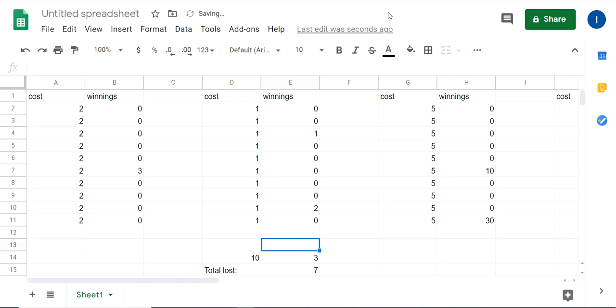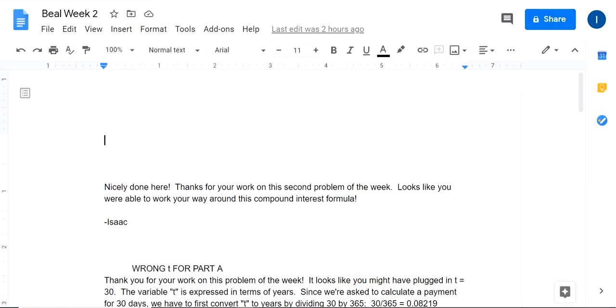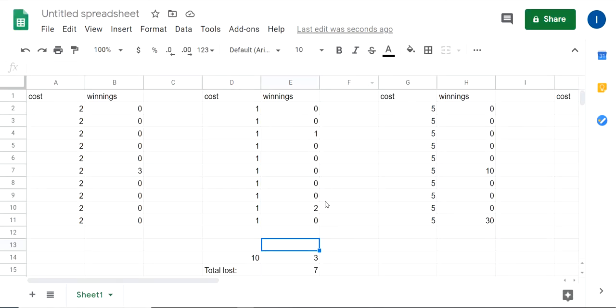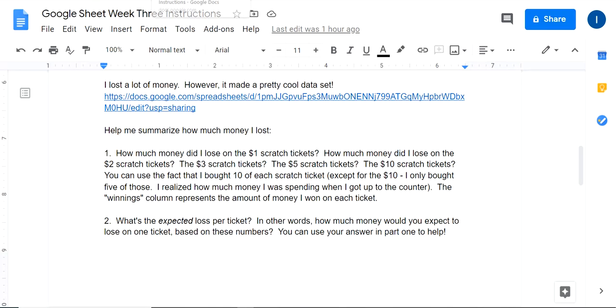Okay, so I think that's all part one is asking you to do. Part one asks you to go through each of these, the $1 scratch ticket, $2 scratch ticket, and find out how much I lost, taking into account the winnings that I got. Like this ticket, I won $2. This ticket, I won my $1 back. I broke even on that ticket. So calculate how much I lost for each of the tickets.